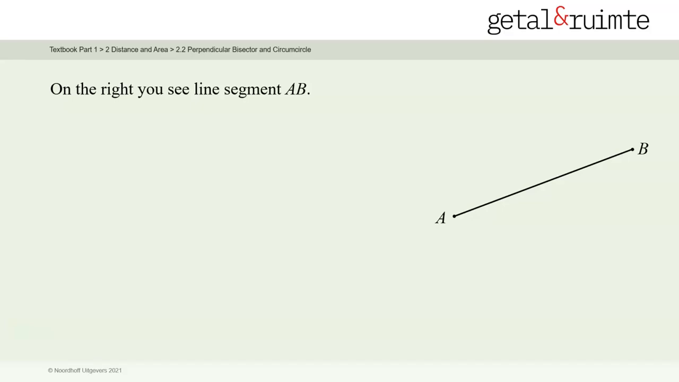2.2 is about a perpendicular bisector and a circumcircle. I'll start with the perpendicular bisector, and I hope the circumcircle will just follow through the perpendicular bisector. Why is it called a perpendicular bisector? It consists of two words, perpendicular and bisector.